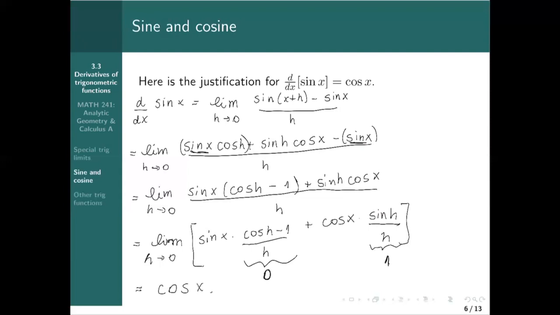So we began with the limit definition to find out what the derivative of sine of x was equal to. And the conclusion was that this limit was equal to cosine of x. So the derivative of sine of x is equal to cosine of x.